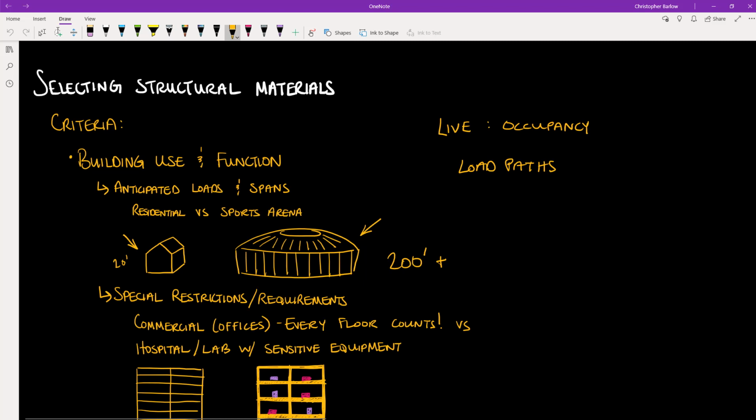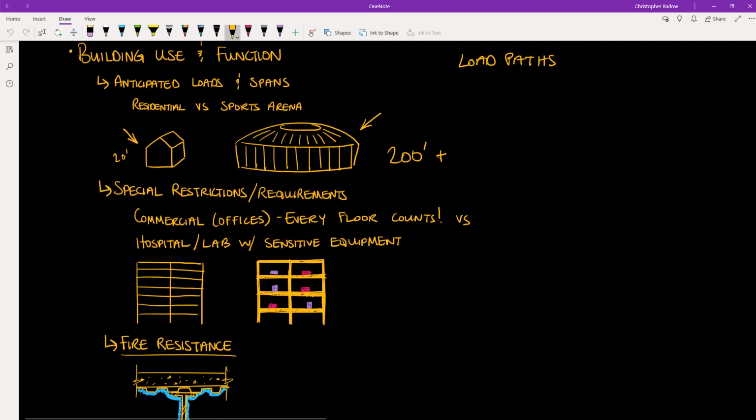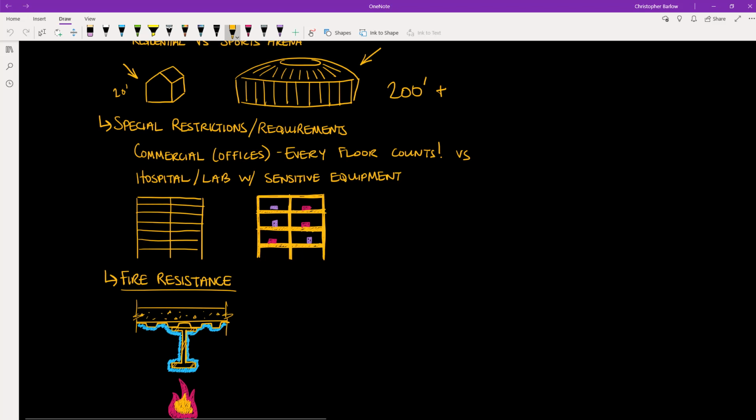Beyond just thinking about the loads and the spans for the structure, we should also think about any special restrictions or requirements for the building to be used and to function properly. So for example, commercial office spaces built in the middle of cities, that real estate obviously comes at a huge premium. And the owner will be looking to maximize the amount of square footage in the building as much as possible. And so the structural system will need to be very light and very thin in order to squeeze in a few extra floors, potentially.